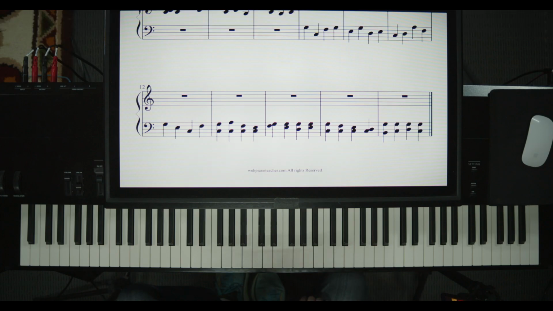It's just continuing in the same manner here. So anyway, I'm going to show you this last thing here in this lesson 10. And this is a little trick you can use to help improve your sight reading and more. So this is what you do. You go backwards.